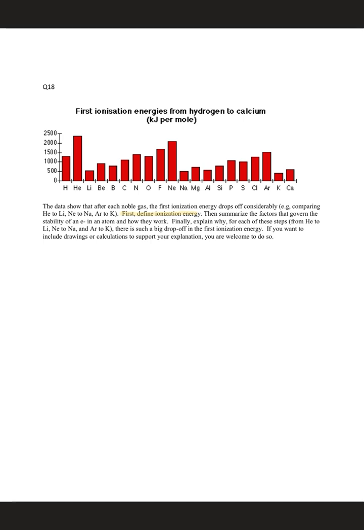The second part is to summarize the factors that govern the stability of an electron and how they work. Sometimes people mentioned the factors but didn't actually say how they worked. So the three factors I was looking for were core charge, the number of shells (I also accepted distance here), and electron repulsion.